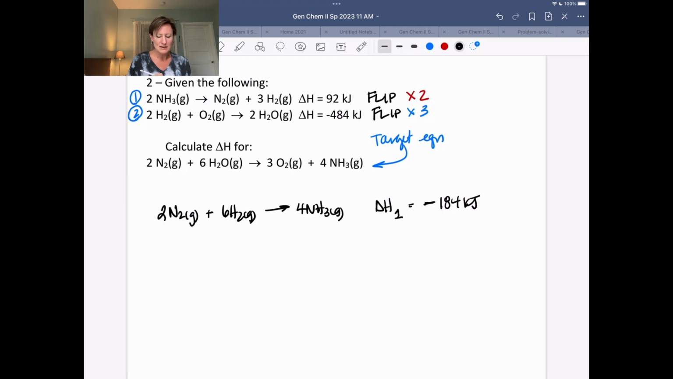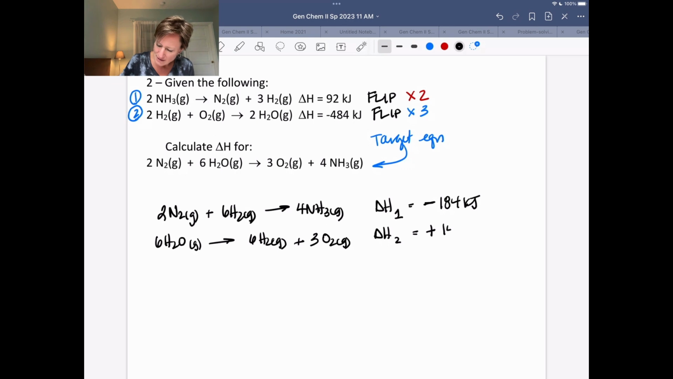Do the same thing now for my next equation. I'm going to flip it, scale it by 3, so I'm going to have 6 water now as a reactant, making 6 H2 plus 3 O2. So my delta H2 now, again, is going to become positive because I'm flipping it. So it's going to be a positive. If you don't write the positive, that's okay, but it's always a good reminder that we need to be thinking about the sign of our delta H. And then 1452 kilojoules is what I get when I multiply 484 by 3.